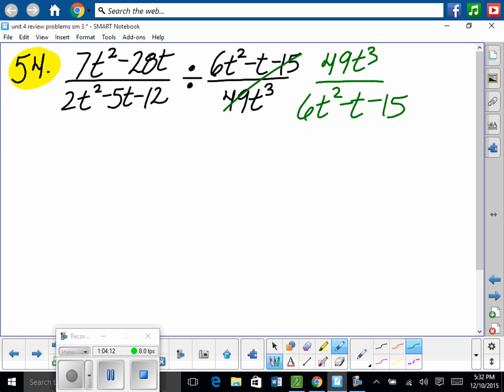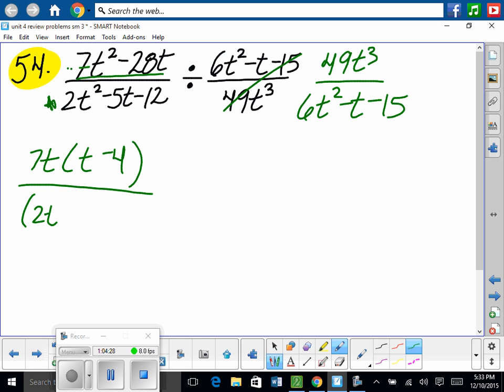So you factor each piece. I'm going to factor this piece right here. So in common is a 7t. Left is t minus 4. I'm going to factor this piece, and I expect you to push pause and do it yourself the long way because it does take a long time to long factor. If you can't long factor, you're not going to do well on the test. If you factor this correctly, you better get this.